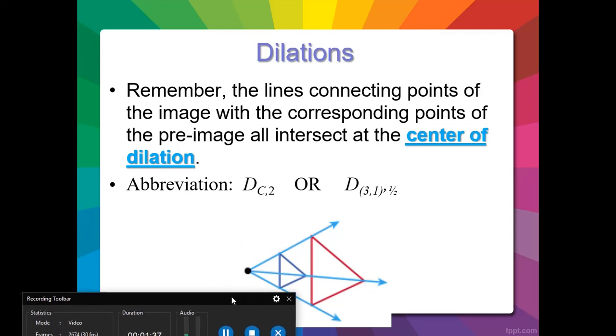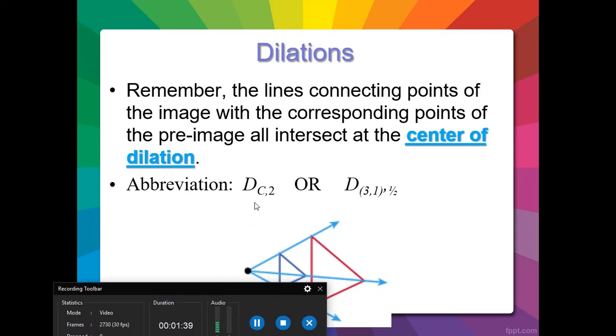When we dilate and we're not using the origin, you have to state the point of dilation. So it might be a single point that they're calling point C, and then following that is the scale factor. So this one would have been enlarged using a center of dilation at C. Sometimes instead of using C, they'll tell you where the center of dilation is, like the second example, and then we're dilating it by a scale factor of 1/2, so we're shrinking the figure down.